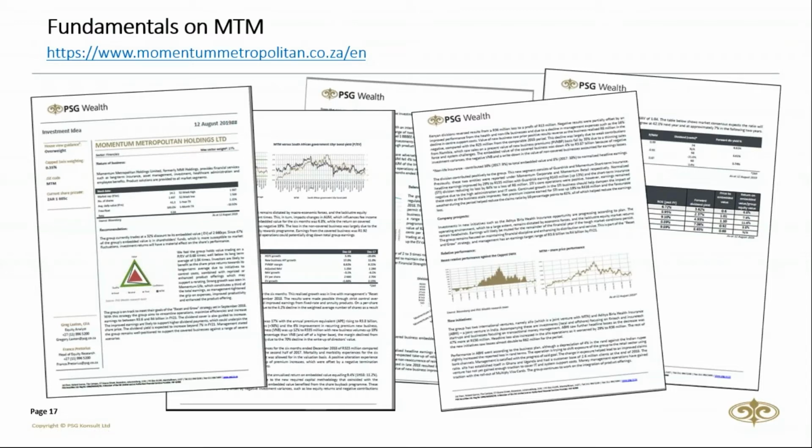Obviously a financial services company. The reason I've chosen it is because it's a different way of looking at a financial services company. There are different financial ratios you'll be using. But bottom line, what do they do? Some of you might not know that Momentum Metropolitan is involved in long-term insurance, asset management, investment, healthcare administration, as well as employee benefits. That's basically what they do. It's a different way of valuing it, and I'll go into more detail just now.